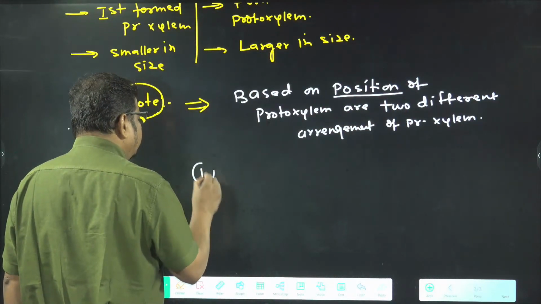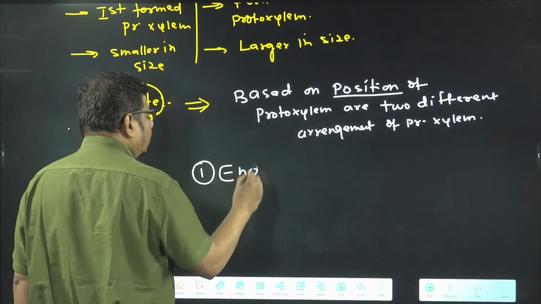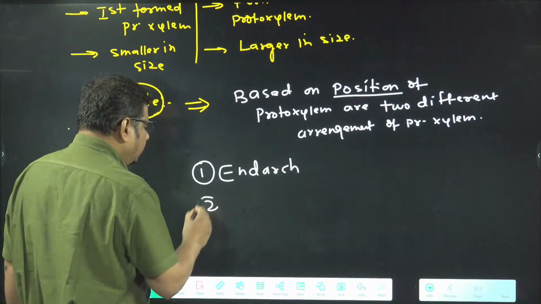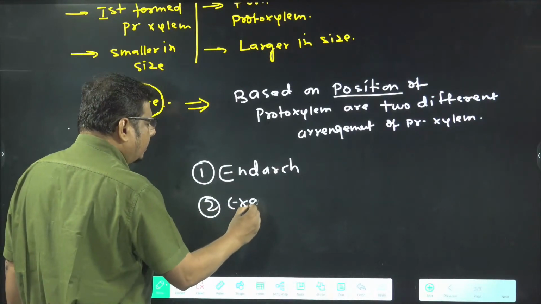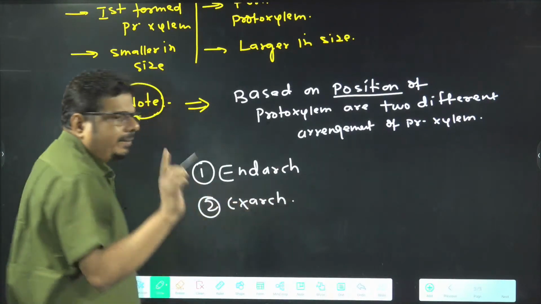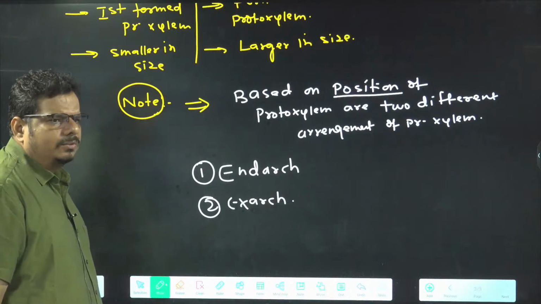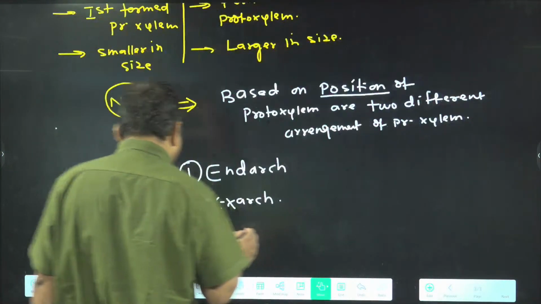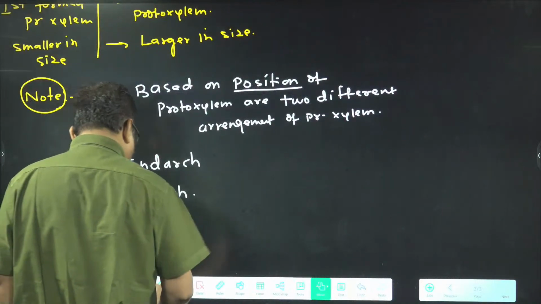Arrangement number one is called endarch arrangement. Arrangement number two is called exarch arrangement. It is very, very important. From here questions are going to be asked in the exam. So what happens in the case of endarch arrangement?